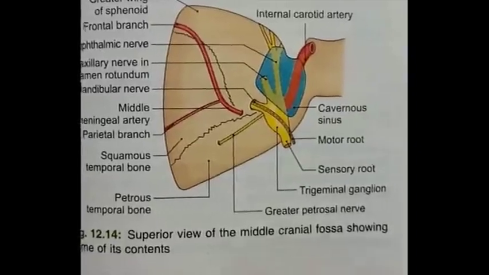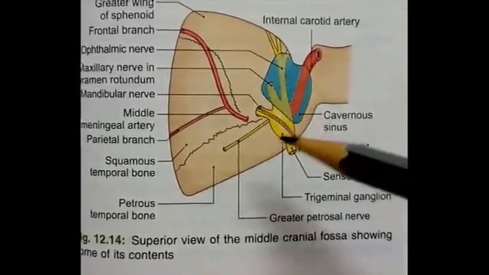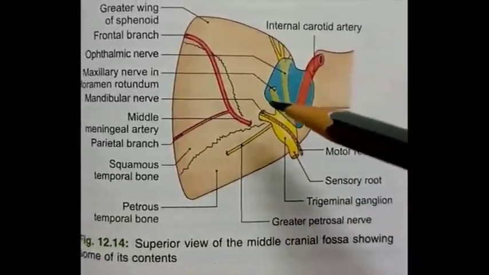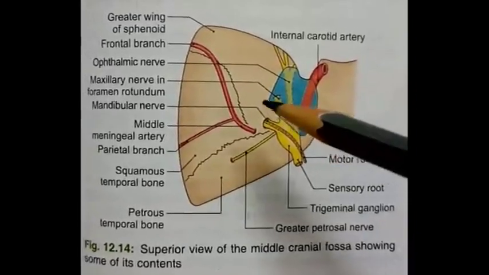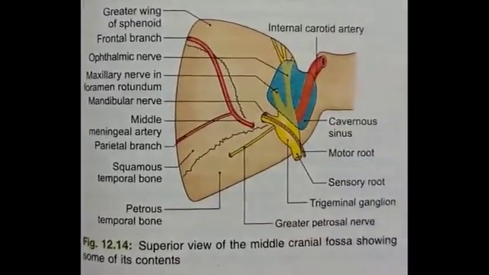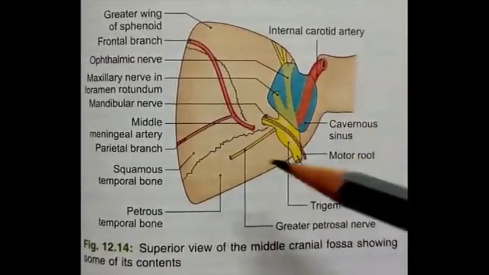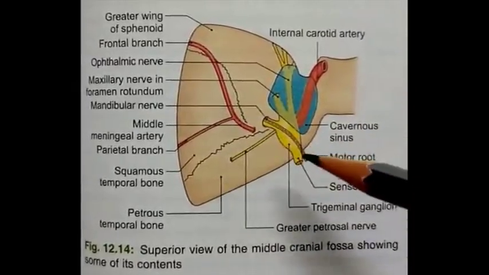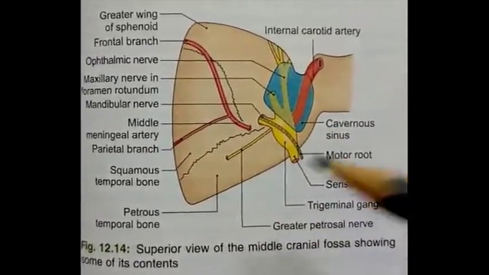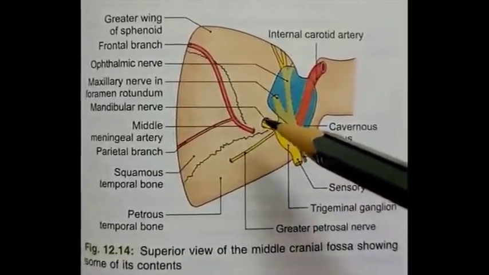Relations of trigeminal ganglion. In this diagram we can see the trigeminal ganglion lies in close relation to the cavernous sinus. The lateral wall of the cavernous sinus has some extension of the trigeminal ganglion into it. Here lies the internal carotid artery. This is the middle meningeal artery. This is the greater petrosal nerve, and this is the motor root of the ganglion, which joins with the mandibular division of the trigeminal nerve.